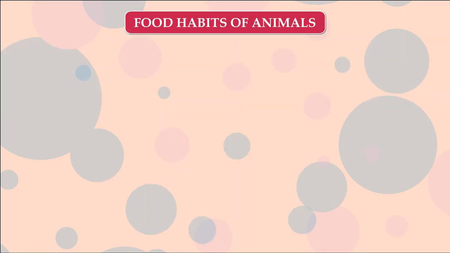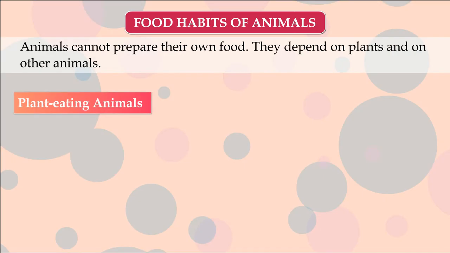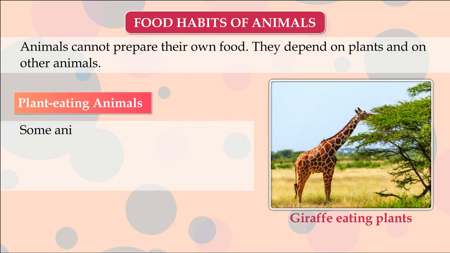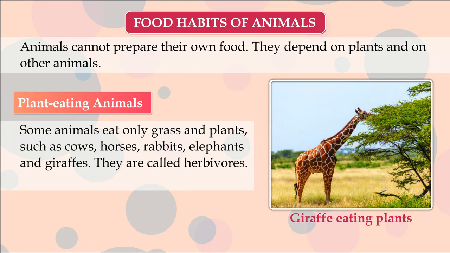Food habits of animals. Animals cannot prepare their own food. They depend on plants and on other animals. Plant-eating animals. Some animals eat only grass and plants, such as cows, horses, rabbits, elephants, and giraffes. They are called herbivores. They have special teeth.